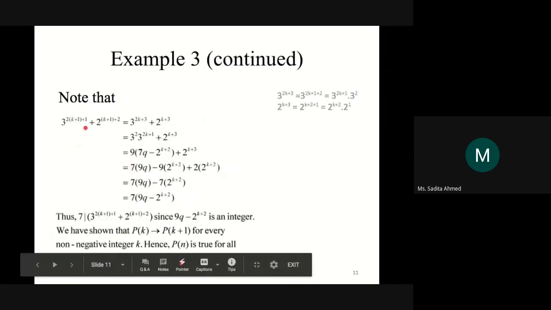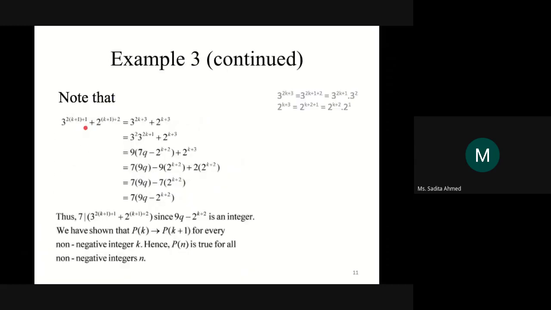All right. So first of all, for pk plus 1, n will be replaced with k plus 1, right? So we get 3 to the power of 2k plus 3 plus 2 to the power of k plus 3. Now see here, 3 to the power of 2k plus 3 can be represented in this way, right? 2k plus 3 is also 2k plus 1 plus 2. Can I not say that 2k plus 3 is equal to 2k plus 1 plus 2? I can say that, right?